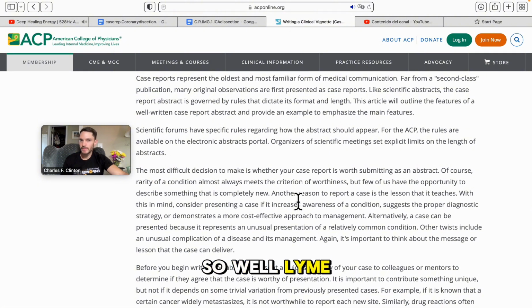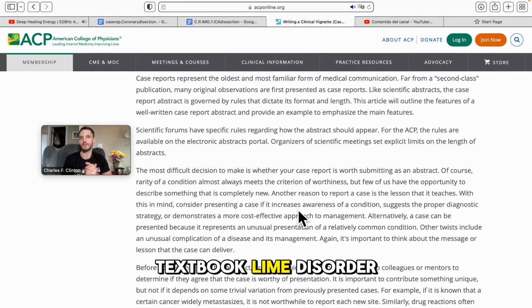Well, Lyme disease is already well published. We know what Lyme disease is. If you are just learning what Lyme disease is, it doesn't necessarily mean that it is worthy of a case report. If it's the usual presentation, textbook Lyme disorder, it probably won't make sense to publish.